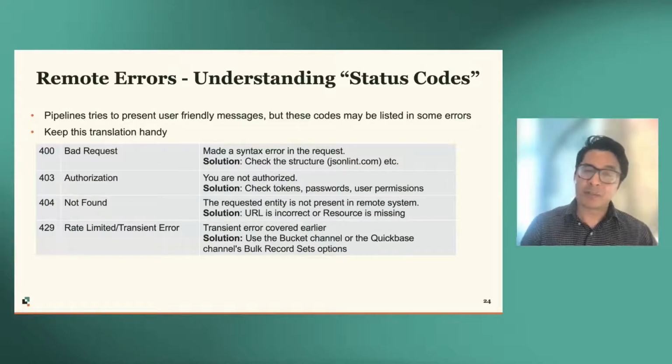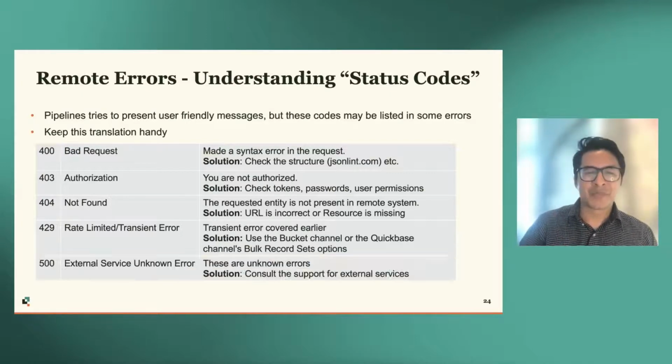429 is our friend that we just saw, which is the rate-limited transient error. And as we pointed out, using bucket channels or QuickBase's bulk operations are ways to avoid these rate-limited 429 errors. And lastly, we get 500 errors, which are really things where the remote system is not presenting us with the right set of messages, and we just don't know what happened.